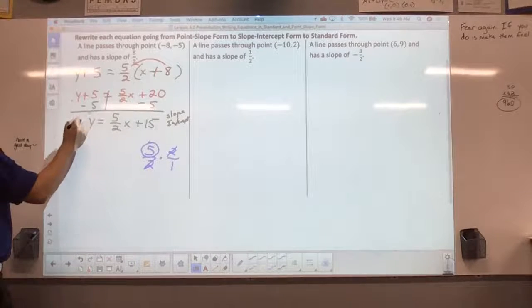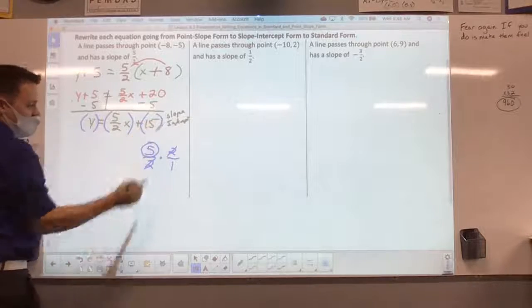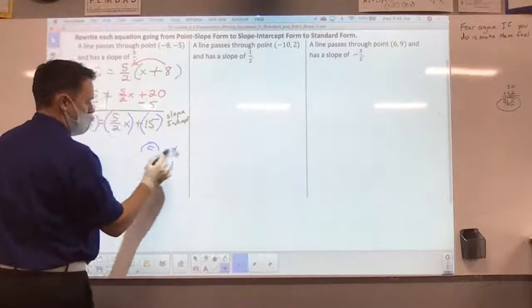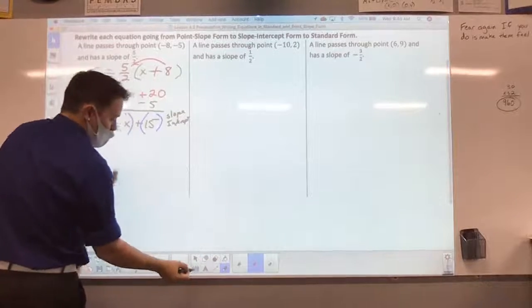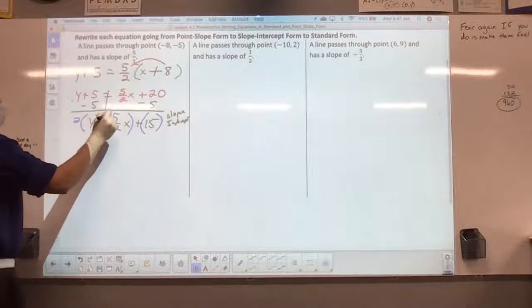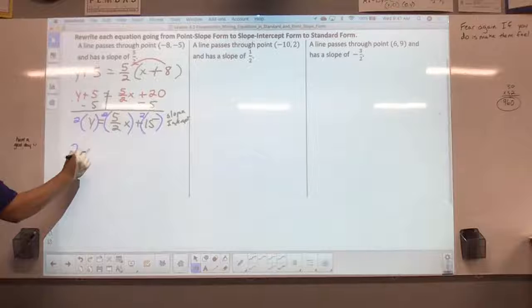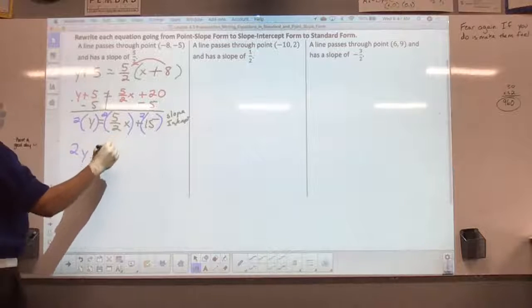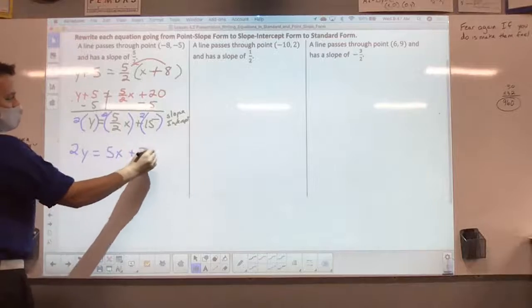So, ladies and gentlemen, you have to take and multiply everything on this equation by 2. Okay? Multiply by whatever's in the denominator. All right? So, as you're going through this, you put a little 2 here if you want, like that. So you end up with 2y equals, and that would cancel out, that'd be 5x plus 30.